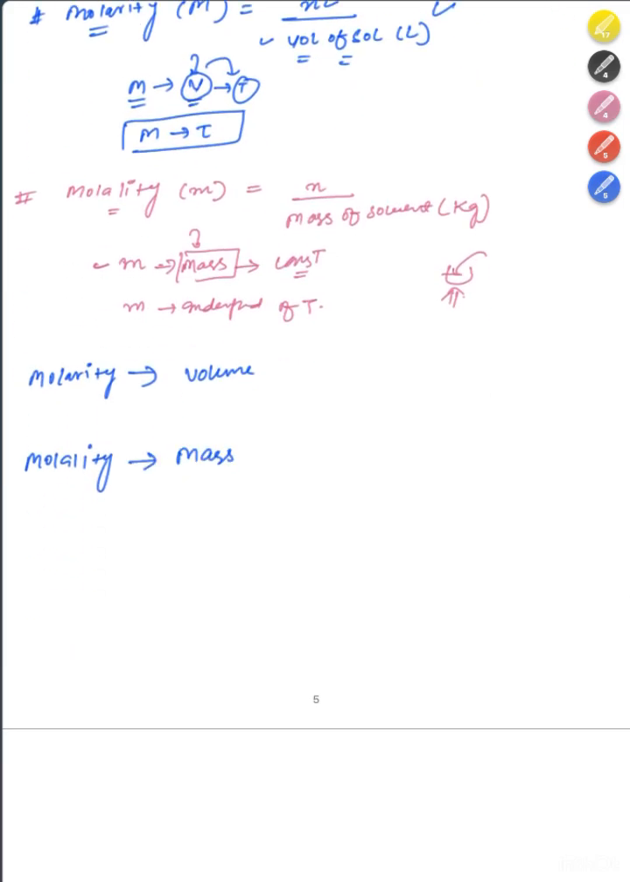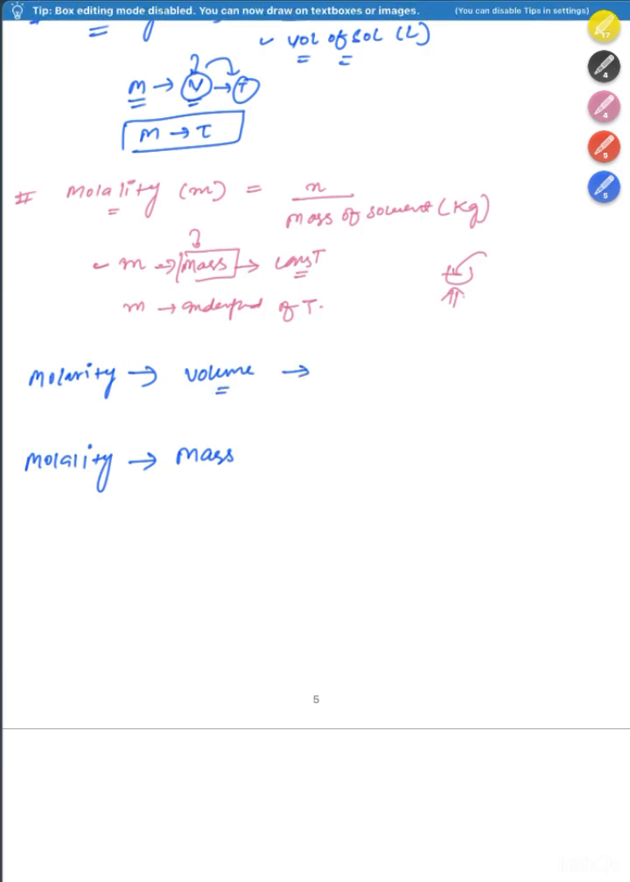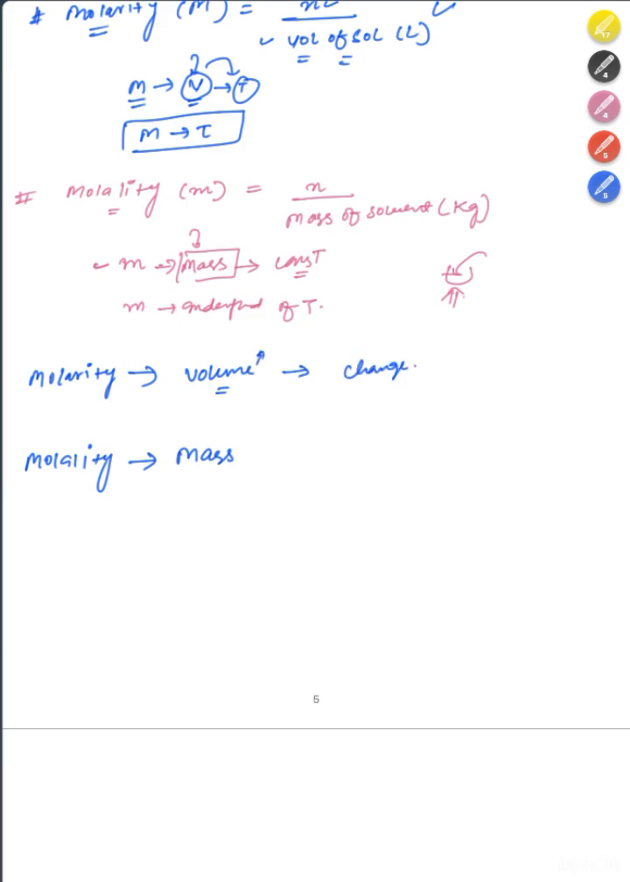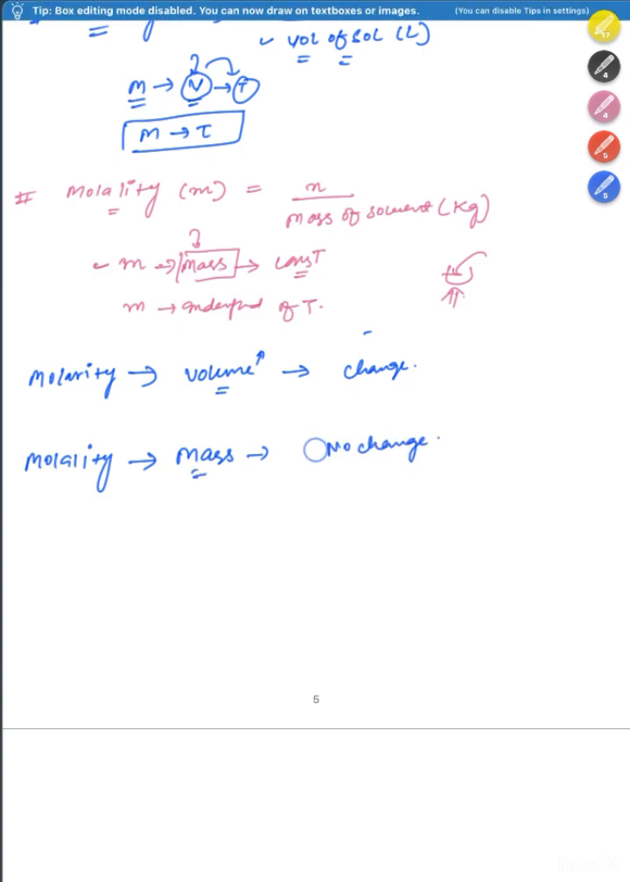And if we look at the temperature effect on the volume, whenever you increase the temperature, it expands the volume. So temperature will change the volume. And if we talk about the temperature effect on the mass, there will be no change, as mass is constant and never changes.